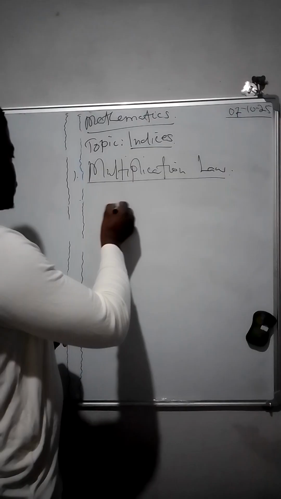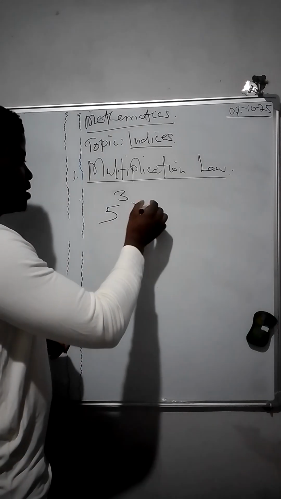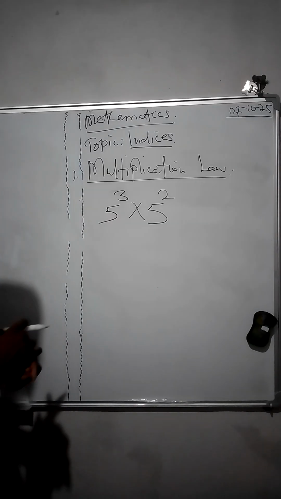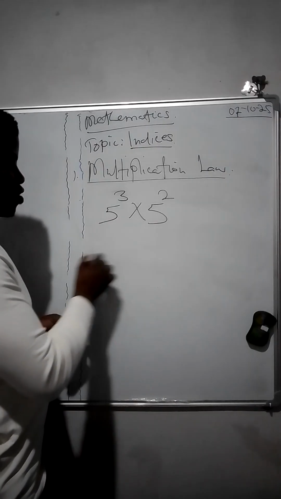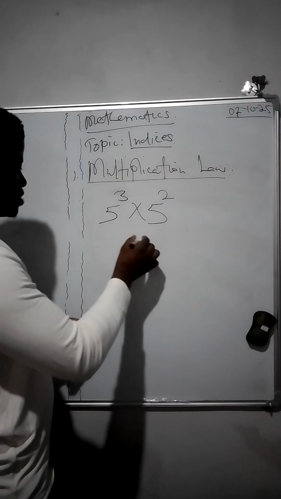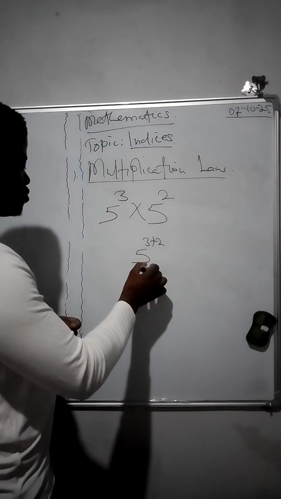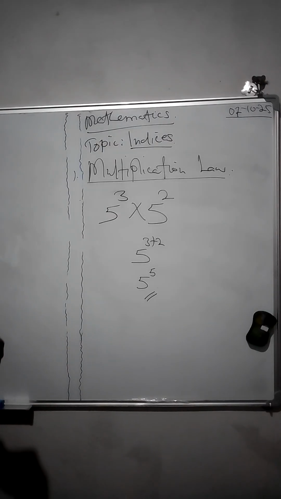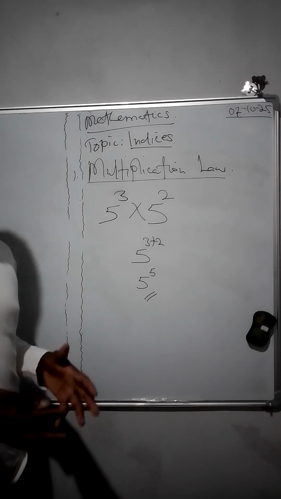So for example, we have 5 raised to the power 3 times 5 raised to the power 2. That means the bases are the same. So since the bases are the same, we pick one base, and then we add the powers. So it will be 3 plus 2. Then our final answer will be 5 to the power 5. This becomes your answer under the multiplication law of indices.